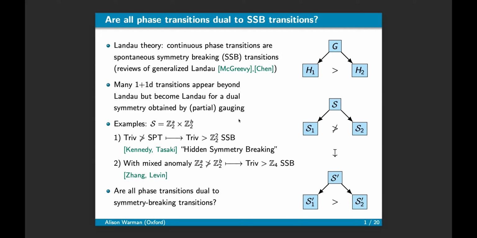Basically, if one phase preserves the subgroup H1, which is larger, it means that it has fewer ground state degeneracy. Then there's a particular charged operator that has trivial vacuum expectation value in that phase.